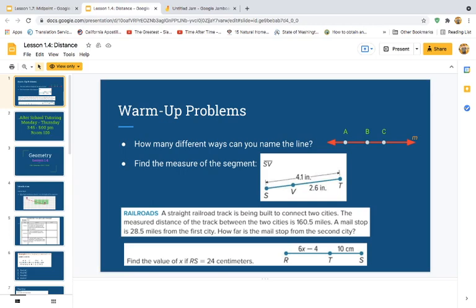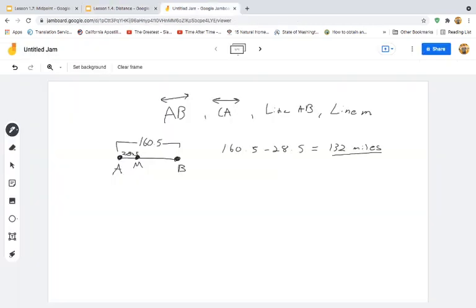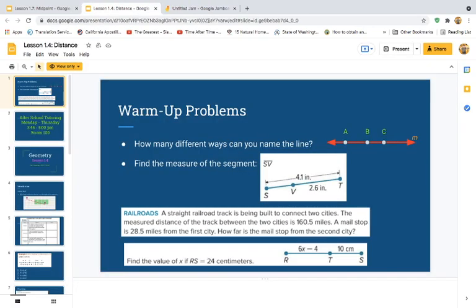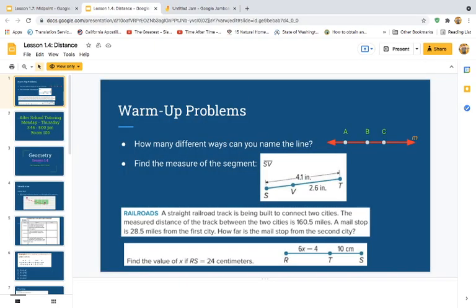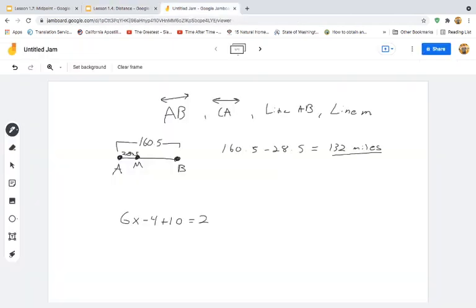So we have RT, which is 6x minus 4, plus the second piece, TS, which is 10 centimeters, so plus 10, and then equals the whole thing, which is 24. Now from here, we just combine like terms. Negative 4 plus 10 is just a positive 6. So this becomes 6x plus 6 equals 24.